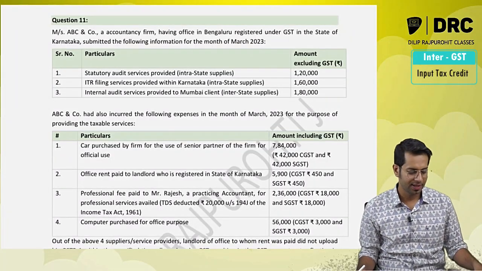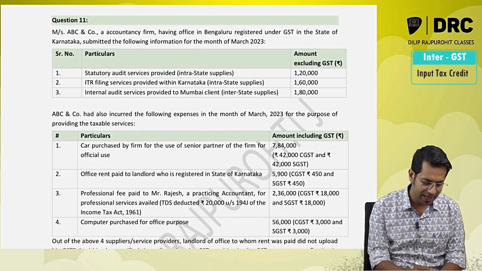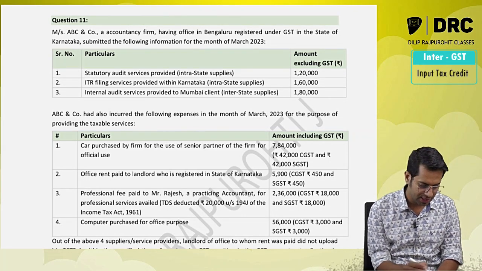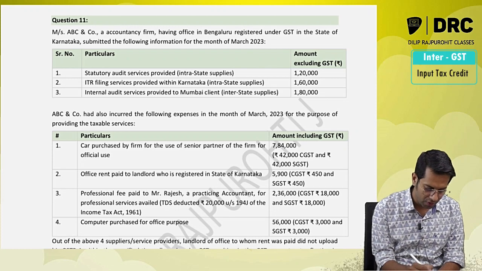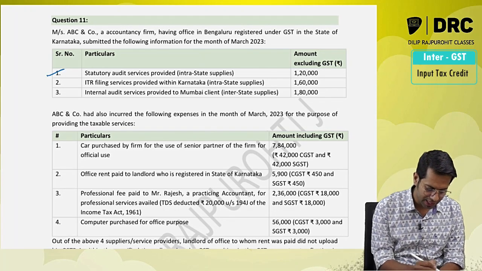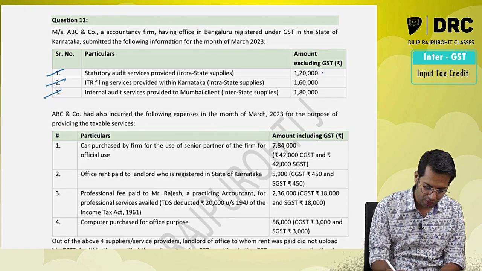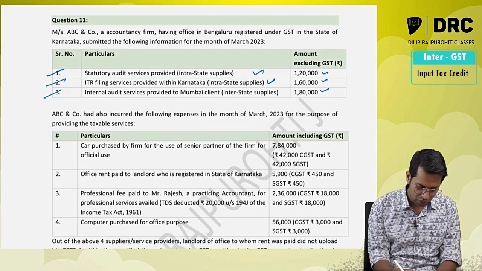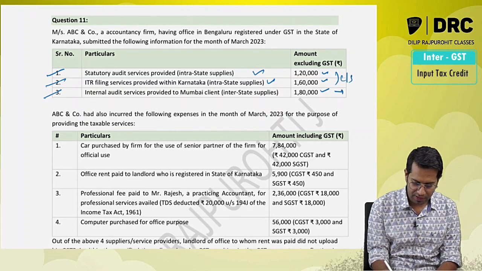Question number 11. ABC and Company, an accountancy firm having an office in Bengaluru, registered under GST in the state of Karnataka. Following is the information of outward supplies: statutory audit, ITR filing, internal audit. Okay, amount excluding GST, on that we have to apply GST. So these two are CGST, SGST, and this will be IGST.